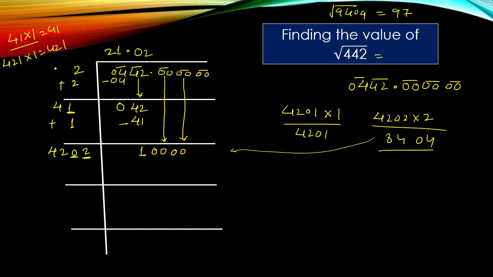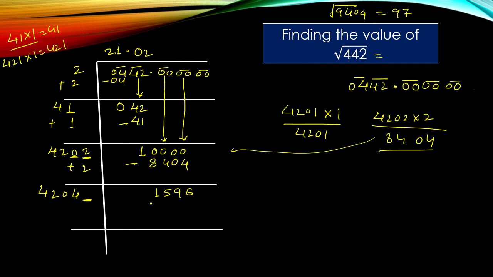4202 multiplied by 2, we get 8404. Subtracting, we get 1596 here. Now proceeding to the fourth step, with the same method, putting 2 here and adding, we get 4204, keeping a place for a digit here.